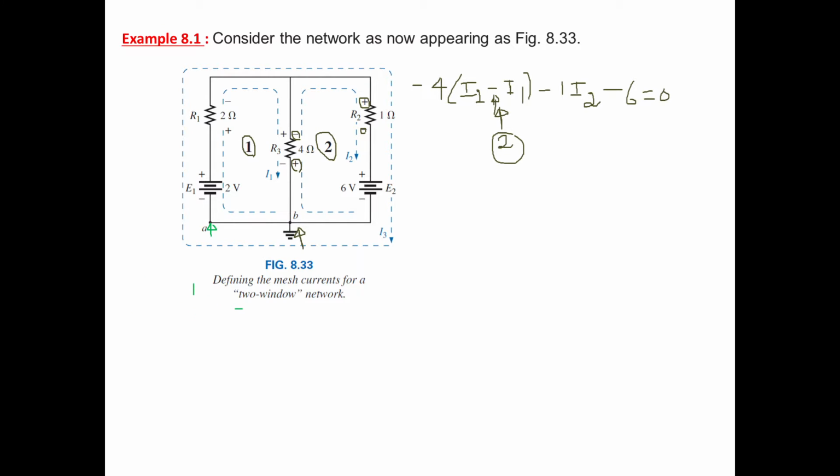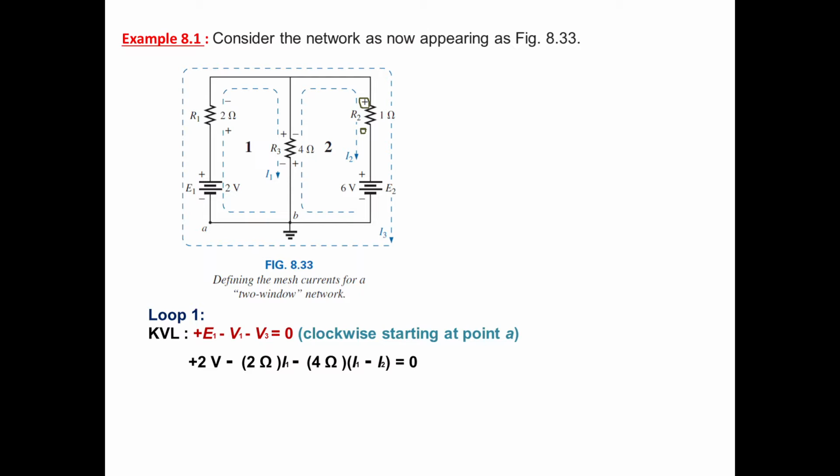Now after you write the equation, what are you supposed to do? You are supposed to solve the equations and find the value of I1 and I2. So this is our next step. Let me teach you that. I'll show you how to rearrange this equation. This is the Kirchhoff's voltage law equation for loop 1, where we are starting at point A.